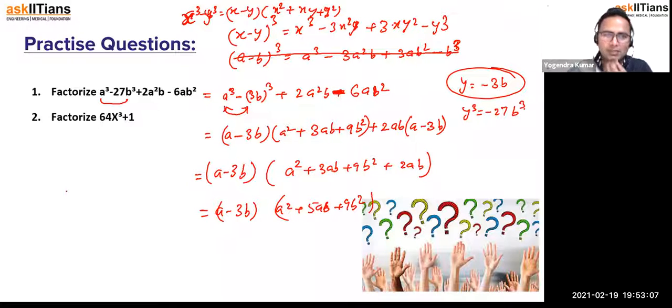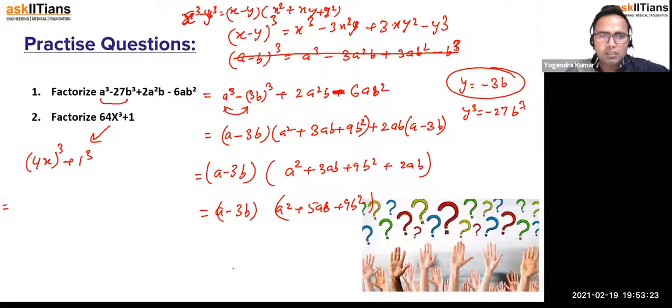I hope you have understood this. Now this is pretty simple. A similar question we have done before also. So here, 4 fours are 16 and 16 fours are... So we can write 4x power 3 plus 1 power 3.